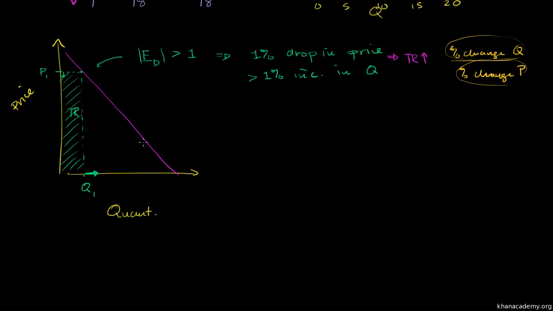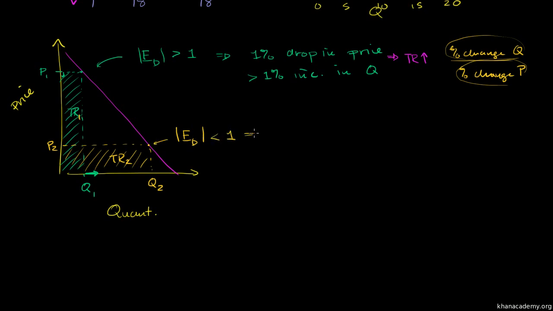Now, if we go down here, if we go down to this part of the curve, and let's call that P2, and let's call that quantity 2, and then this area right over here would be total revenue 2. Let's call that total revenue 1 over there. Price times the quantity. Now, what's happening over here? We're going to assume that the absolute value of our price elasticity of demand over here is less than 1.